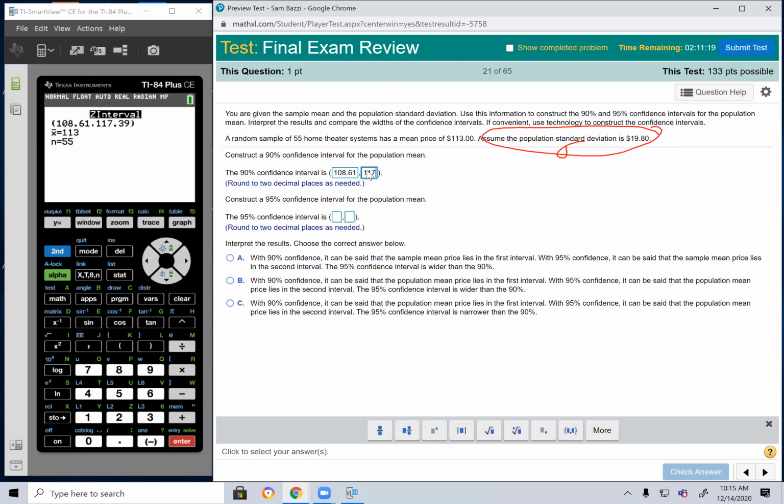And 117.39. Now he wants the 95%, so just go back. Just change this one to 95. Oops, what did I do? Go back. Don't do an additional step, you will lose the interval. There you go. So 107.77. It's already rounded for you guys. Just copy it as is.